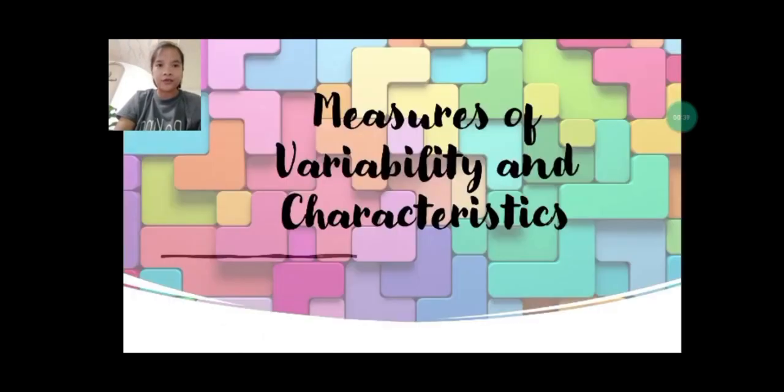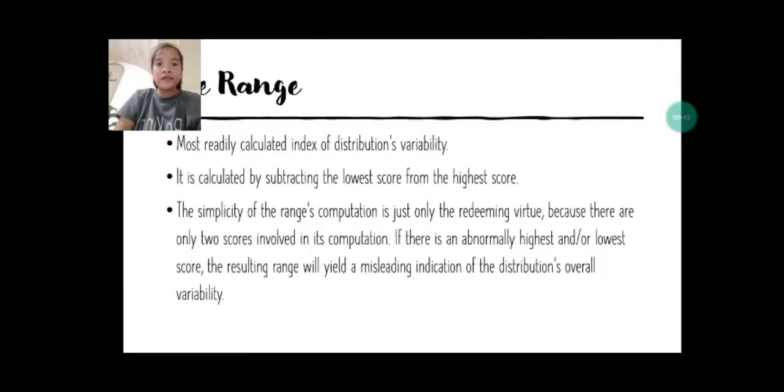First is the range. The range has three characteristics. First, it is the most readily calculated index of a distribution's variability. Second, it is calculated by subtracting the lowest score from the highest score. Third, the simplicity of the range computation is its only redeeming virtue because only two scores are involved in its computation. If there is an abnormally high or low score, the resulting range will yield a misleading indication of the distribution's overall variability.